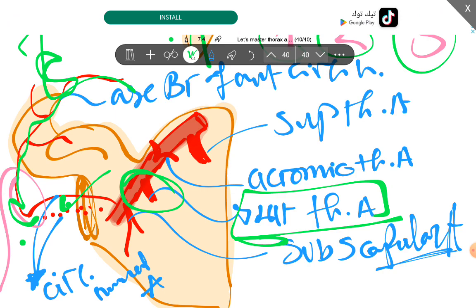And then the third part, it gives 3 branches. First one, subscapular artery. What does it do? It gives me the circumflex scapular that continues as the thoracodorsal to supply the latissimus dorsi. Thank you. And then we do have the anterior circumflex humeral.